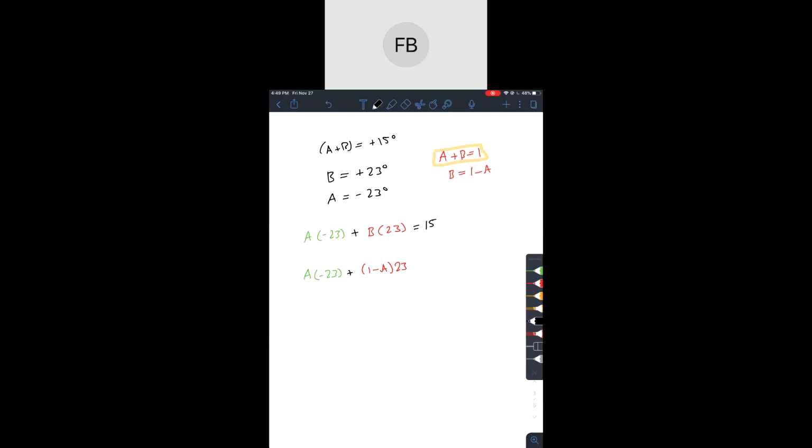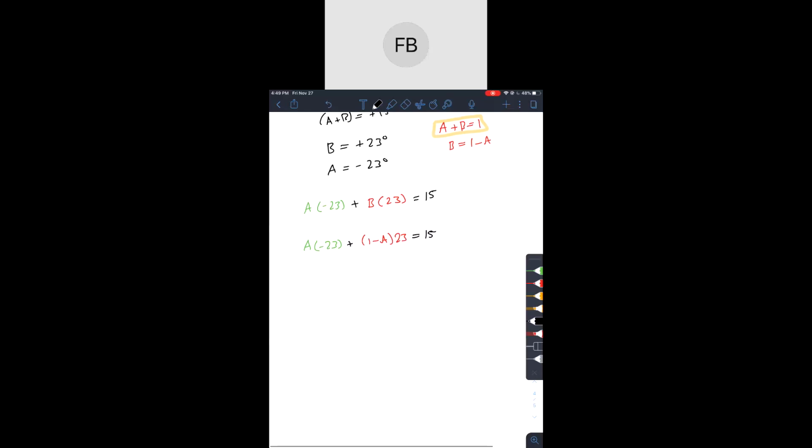Okay, cool. So we took that B variable and put it in terms of A, and that makes it easier to solve now. So what should I do now? I just distribute the 23 to the 1 and then the A, and then rewrite. So this would be a positive 23, right? And what would that be? Minus 23A. Yes. And that equals 15. So then we can continue solving. And what happens here?